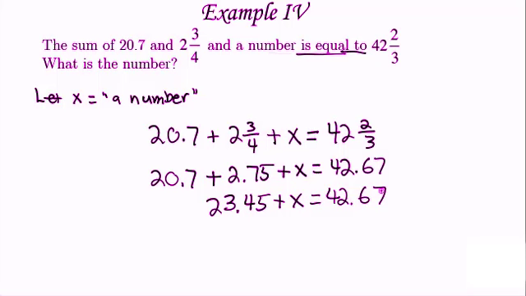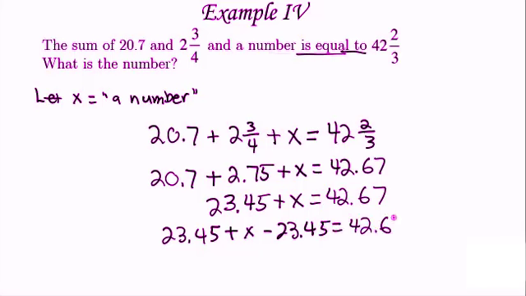Okay, now I'm finally ready to start isolating the variable. Same as always, do the opposite operation. I have 23.45, so in order to isolate x, I need to subtract that amount, 23.45, from both sides. Okay, the 23.45s cancel out on the left, so I have x, and if I subtract 42.67 minus 23.45, it actually comes out to x equals 19.22.